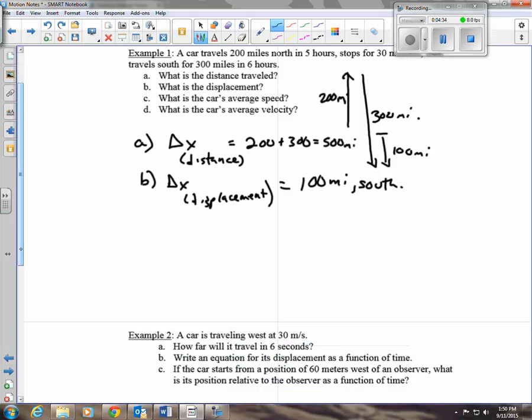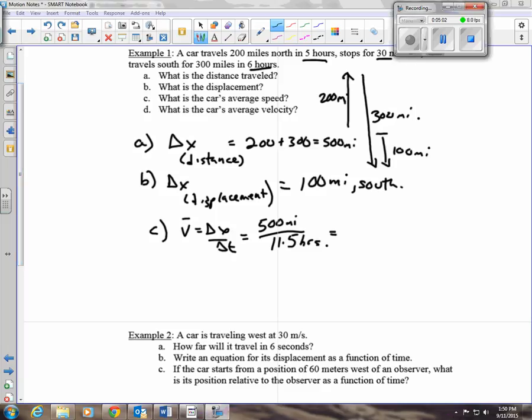Now, part C is average speed. I want speed, that's a scalar. I have to use distance, which is a scalar. So it's going to be 500 miles in 11.5 hours. Because I had 5 hours, stopped for a half hour, and then went south 300 miles in 6 hours. So I add those together to get the total time. And I end up with an average speed of 43.5 miles per hour.